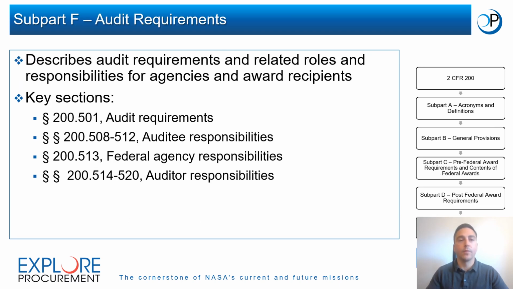Subpart F of 2 CFR 200, which is titled Audit Requirements, describes audit requirements and related roles and responsibilities for agencies and award recipients. As with other subparts, we'll focus on several of its key sections.